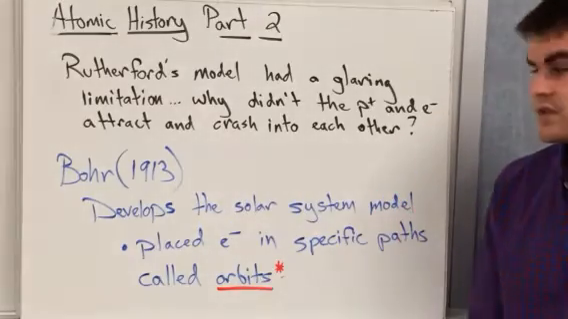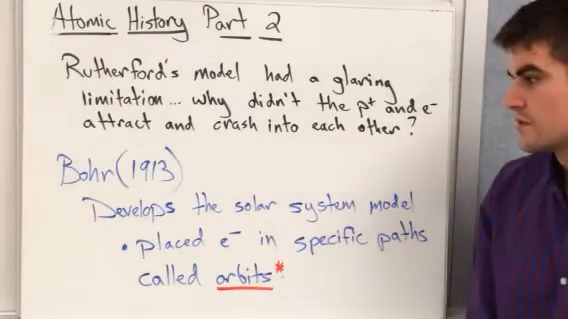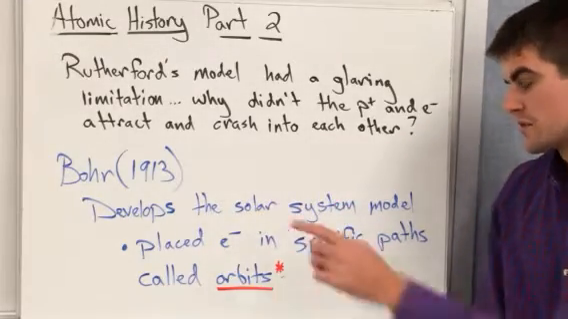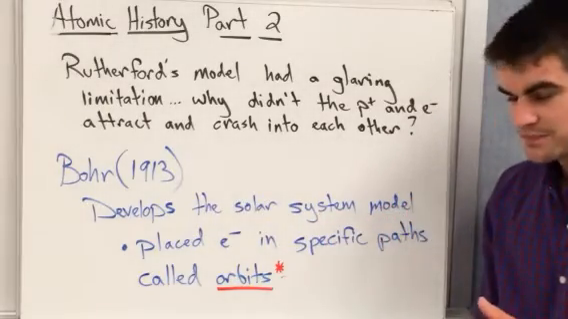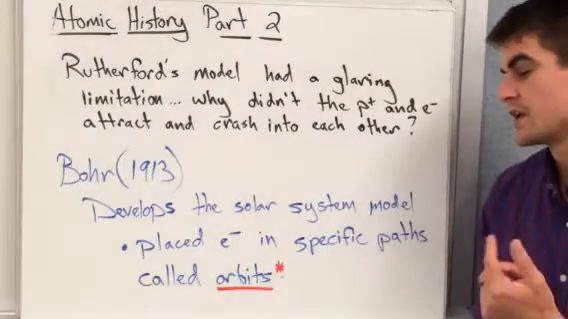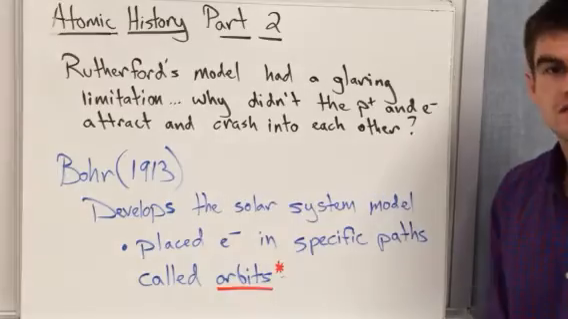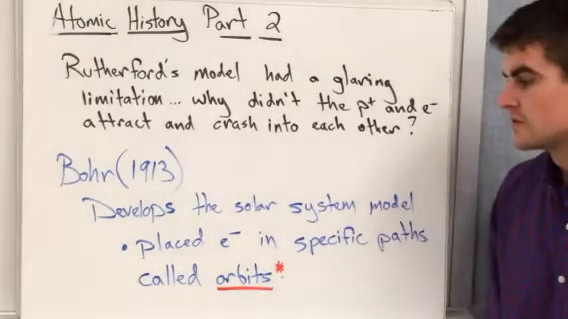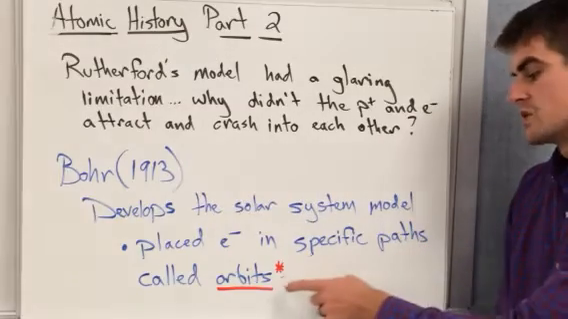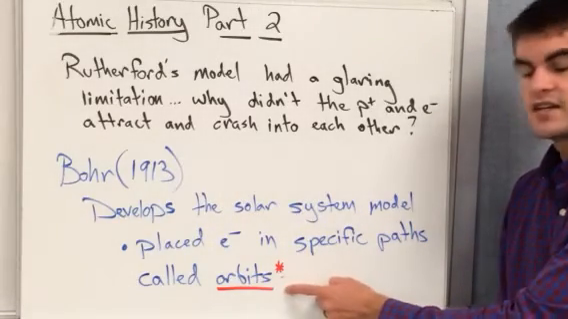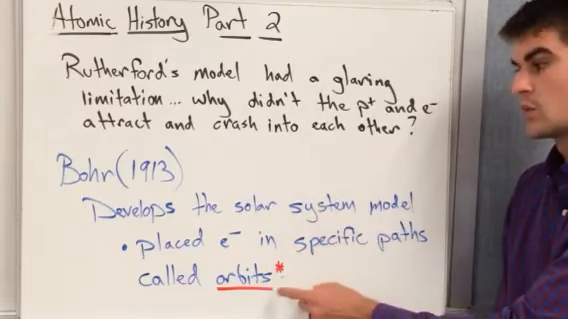So to account for this, a guy named Niels Bohr comes along, actually with the help of Rutherford, and in 1913 he develops the solar system model. You can kind of think of it like planets orbiting around the sun. Instead of just saying the electrons are out there circling around, he put these electrons in specific paths, which he called orbits. I highlighted that here because we're going to talk about something very similar later on. So know that Bohr had orbits.